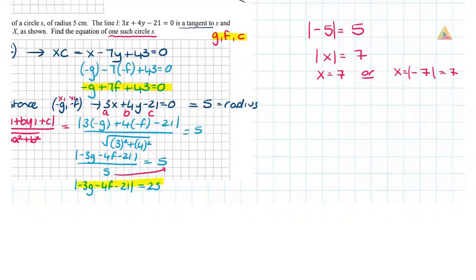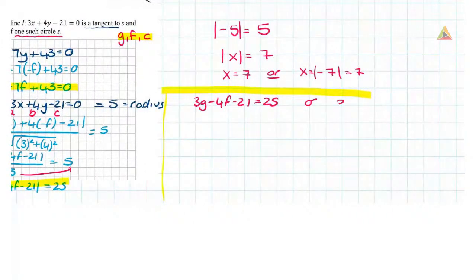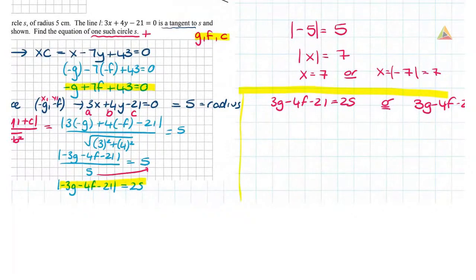Remembering that with what we have here, if I drop my absolute value signs, I end up with minus 3g, minus 4f, minus 21, and that could have been equal to 25, or it could have been equal to minus 25. Because remember, when you put the absolute value signs around it, it's going to make it a plus 25 anyway. So this is where we're expecting two answers, but we only need to take one.